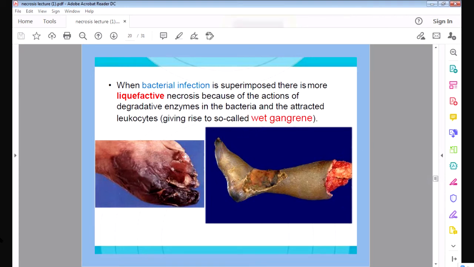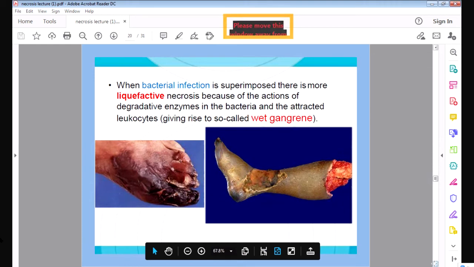So what will happen when the blood supply to the leg is decreased? The leg will become dry and black in color. This is the dry gangrene. But when the infection, bacteria, comes and forms pus, it is wet gangrene. So gangrene is of two types: dry gangrene and wet gangrene. Wet gangrene is due to infection and forming of pus.